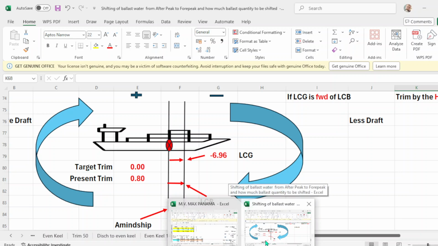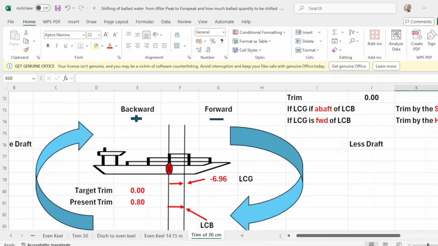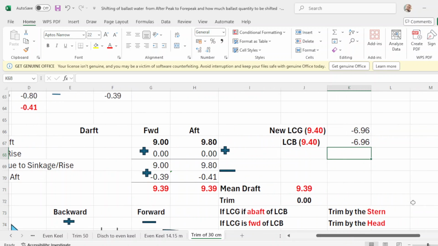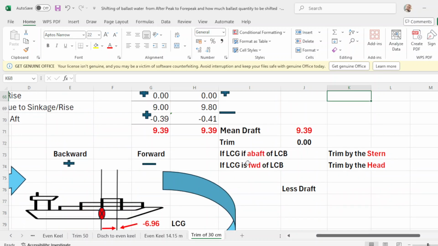That's why your final drop will be 9.39. You have the forward drop and the up drop, and your mean drop is 9.39. Then you have no trim. The rule should have been, if LCG is aft of LCB, meaning at the back of LCB, the ship should be trimmed by the stern.